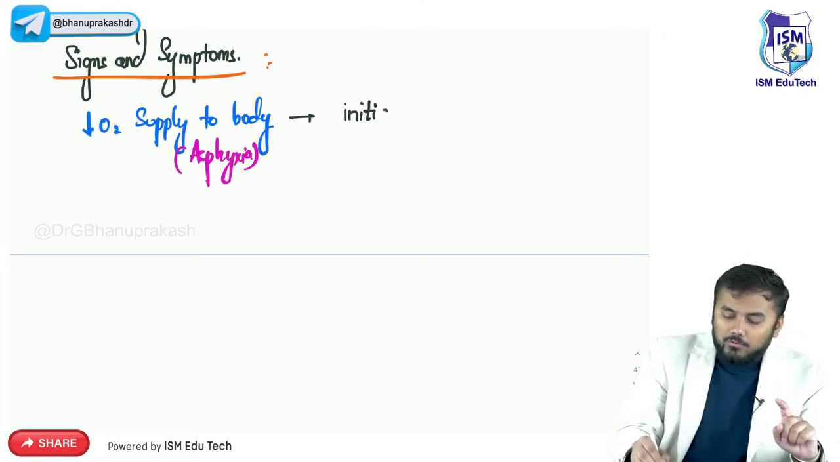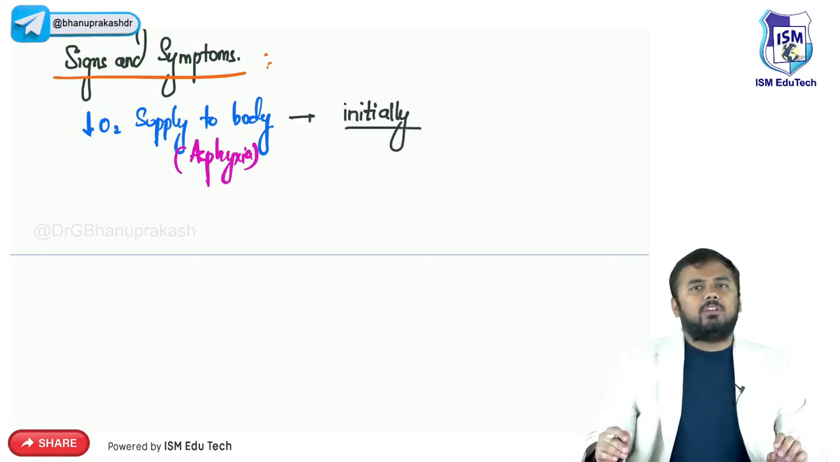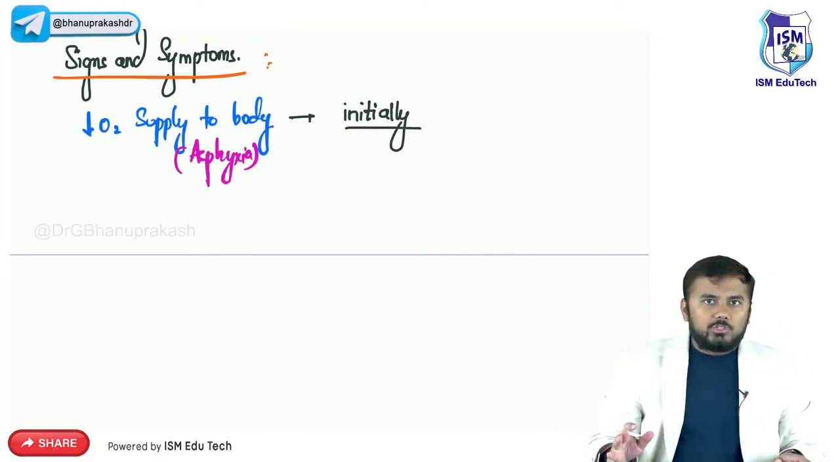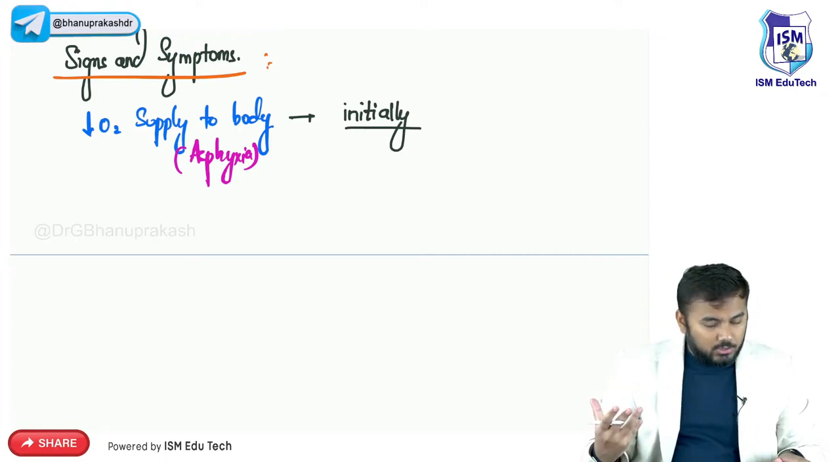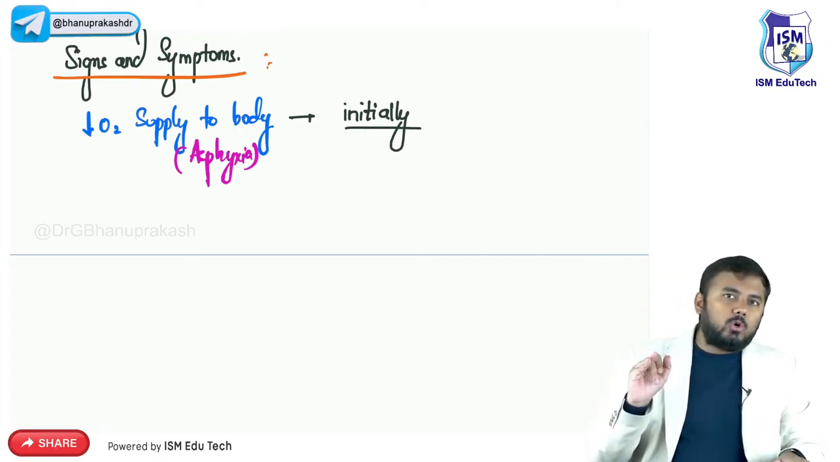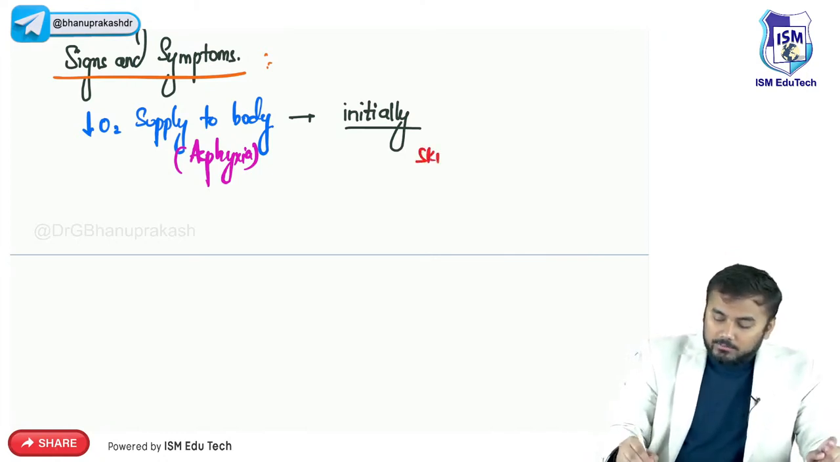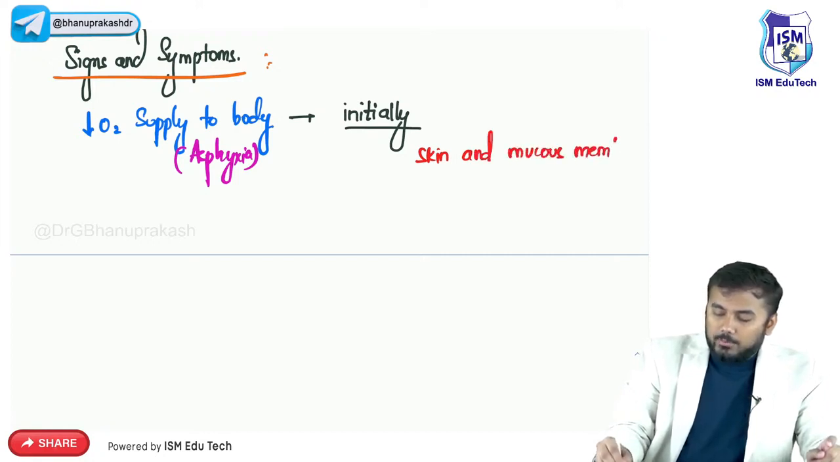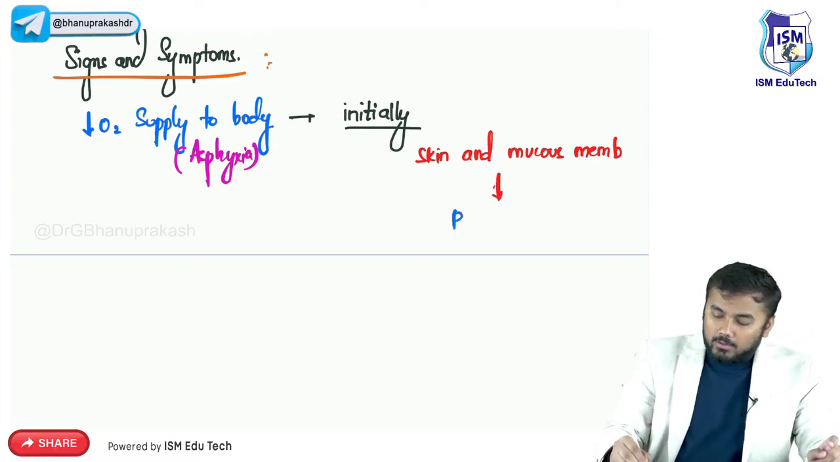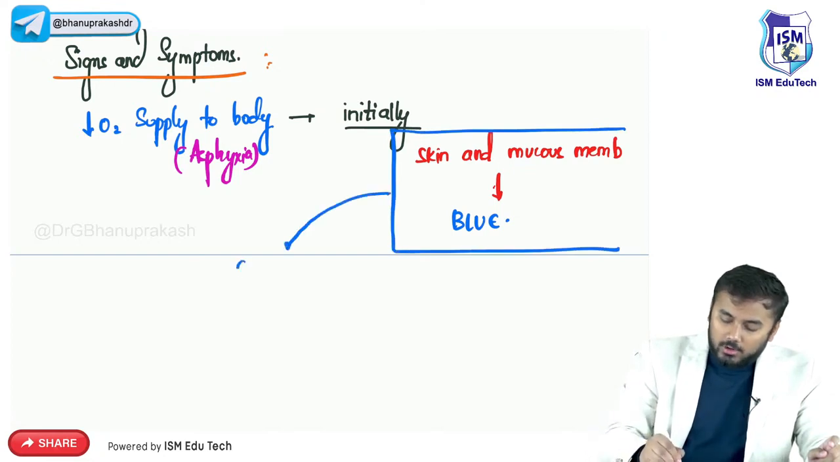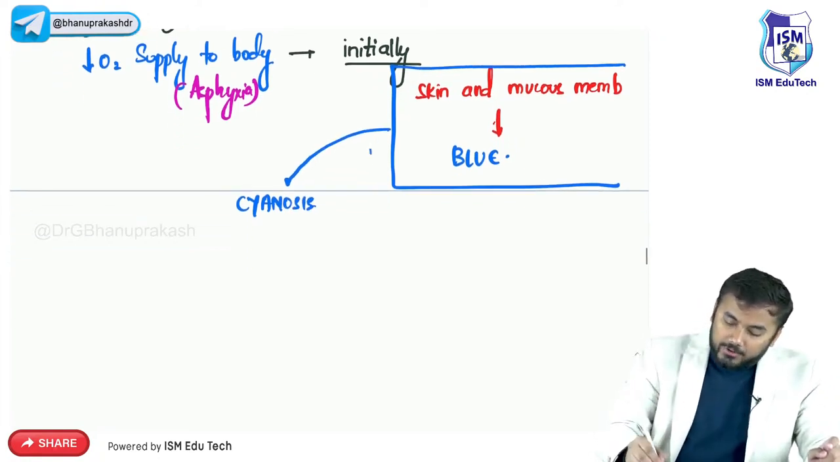Initially, all of you tell me, what are the things that can happen if you don't provide oxygen to the baby? There will be blue discoloration of the body. You call this cyanosis. The skin and mucous membranes turn blue in color. So what do you call this condition? This condition is called cyanosis. This is the first thing that is happening.